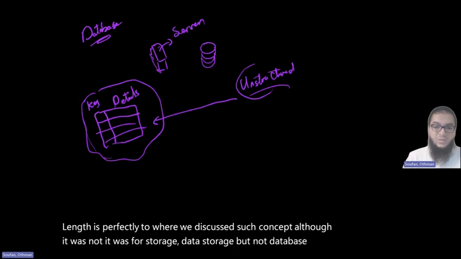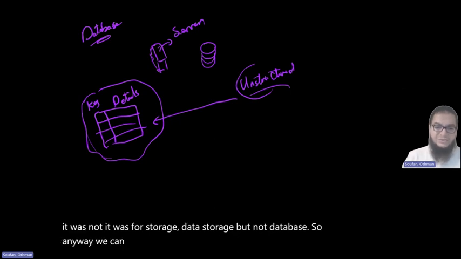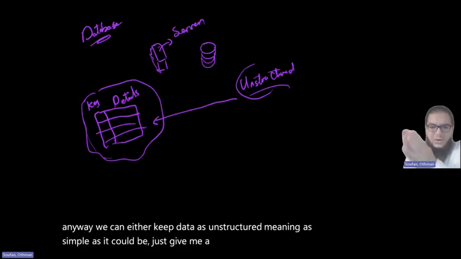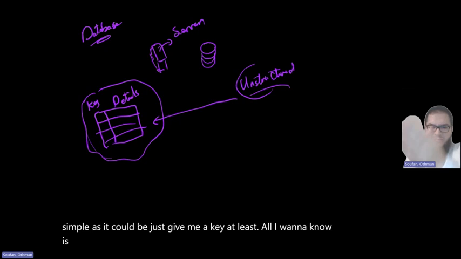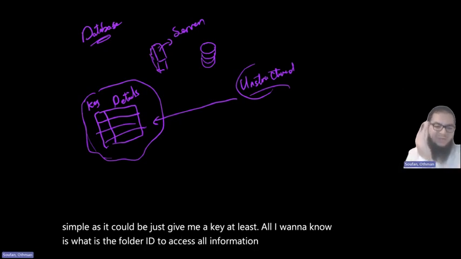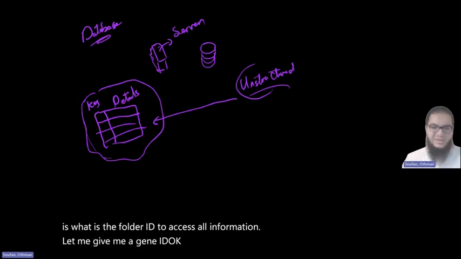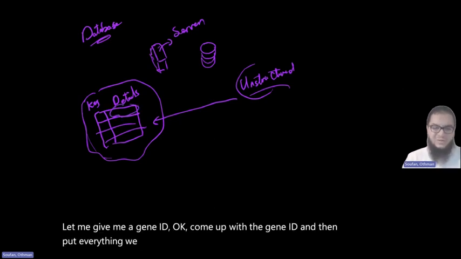So anyway, we can either keep data as unstructured, meaning as simple as it could be. Just give me a key. At least all I want to know is the folder ID to access all information. Give me a gene ID. Okay, come up with the gene ID and then put everything we know about that gene here.